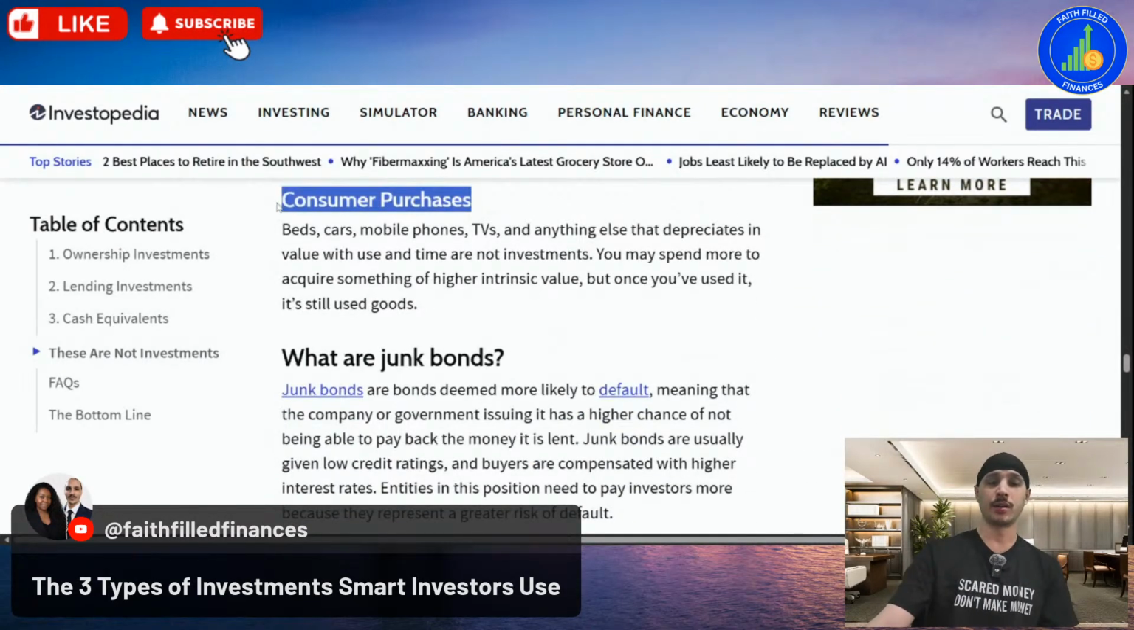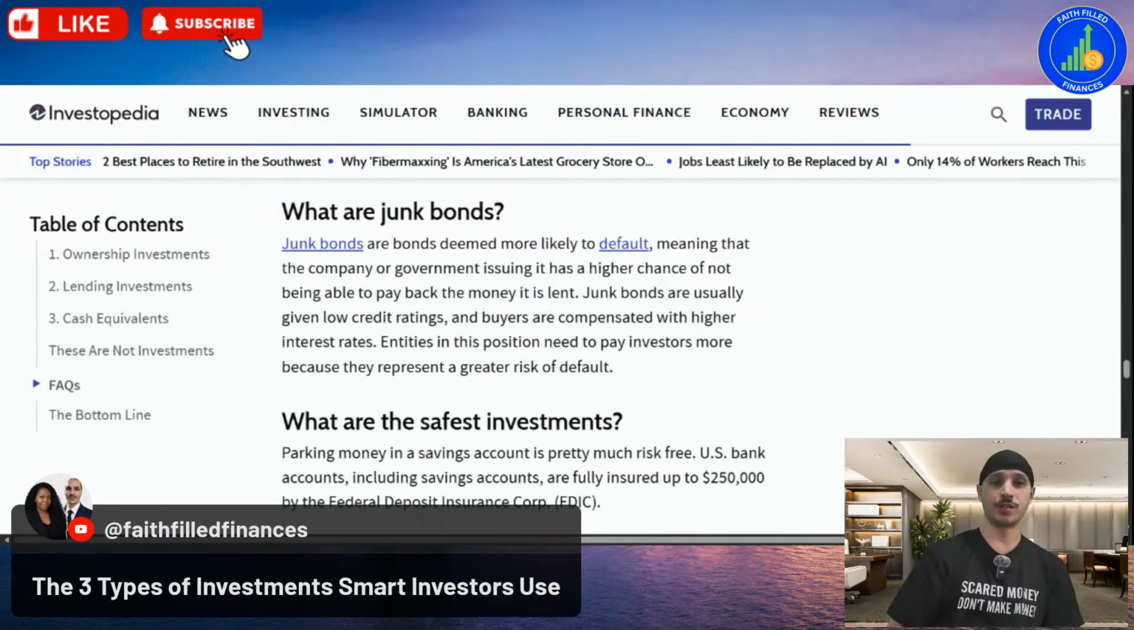Consumer purchases: beds, cars, I repeat, beds, cars, mobile phones, TVs, and anything else that depreciates in value, which means the value goes down. Appreciate, the value goes up. Depreciate, the value goes down. Anything else that depreciates in value with use and time is not an investment. You may spend more to acquire something of higher intrinsic value, but once you've used it, it's still used goods.